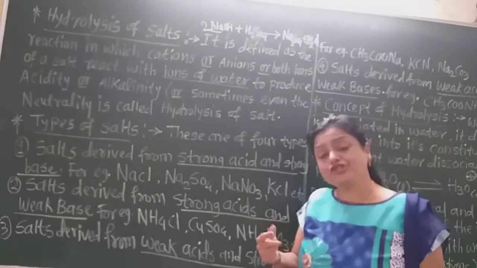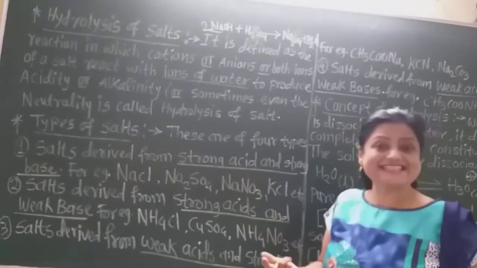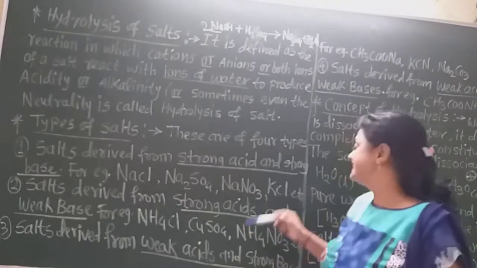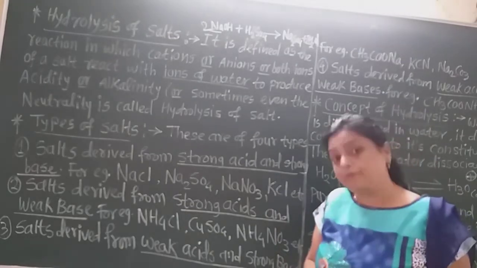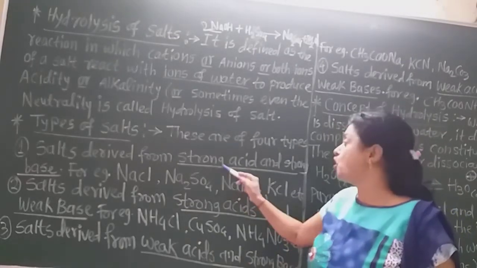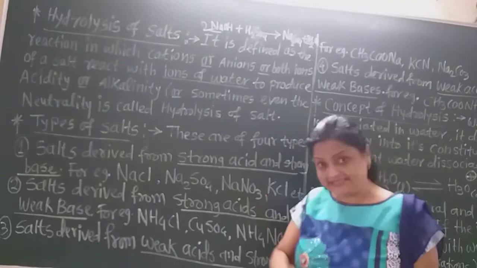So KOH plus HCl forms KCl and H2O, and this KCl is also an example of a salt of a strong acid and a strong base.